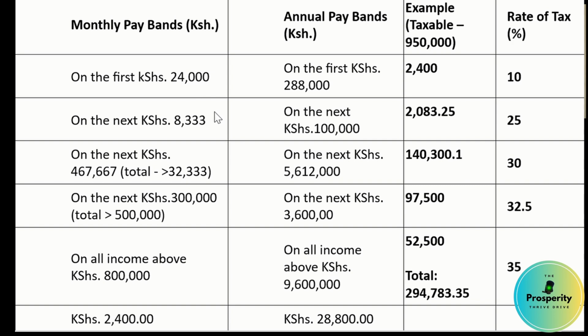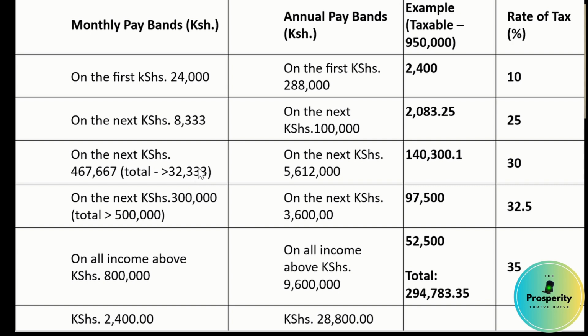So on the first 24,000, the tax rate is 10%. And that will give 2,400. The next 8,333, the tax rate is 25%, and that will give 2,083.25.